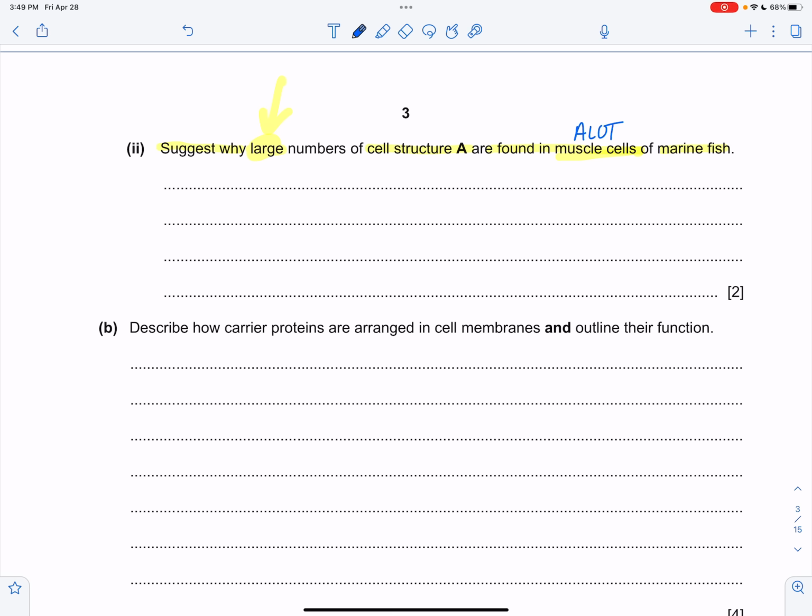And that's something that I just tell my students: whenever you see this word large or many, we need to give a synonym for why there are so many, that there is a process that will need to be done often. And we can say the mitochondria provides energy.